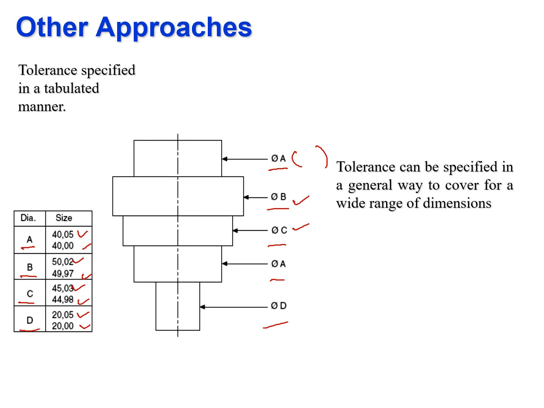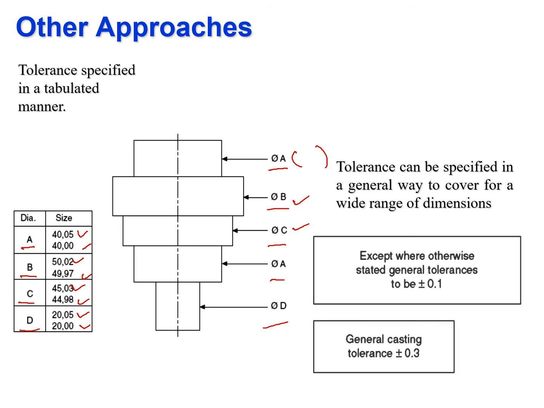We can also make separate notes that tolerance can be specified in a general way to cover a wide range of dimensions. For example, except where otherwise stated, general tolerance to be plus minus 0.1. If it is not stated with the dimensions, then it can be stated separately in the form of a statement just like this. Or we can say that the general casting tolerance, casting is a manufacturing method we discussed, is plus minus 0.3. So it can also be stated in the form of a note. It is not necessary that tolerances are always assigned to dimensions, but they can be stated in the form of a note or in the form of a table like this.